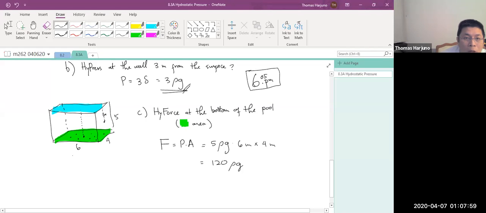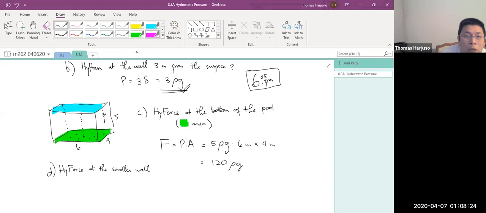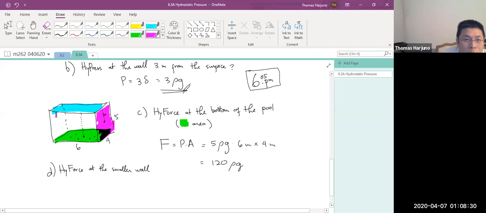Now, the harder one. Suppose I want to find the hydrostatic force at the smaller wall. There are 4 walls on this pool. The smaller wall is this one here. These are the smaller ones. They are the same rectangle. Okay, and the front and the back sides are the larger walls.